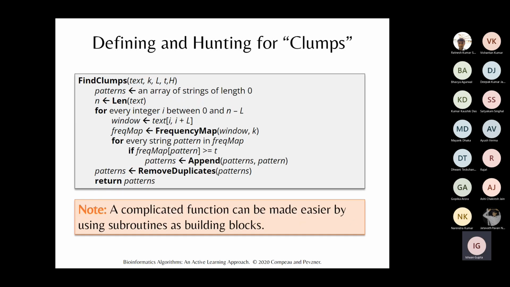All right, so we go for the pseudocode. You have your input as your text. So this text is nothing but the genome. k is the length of your k-mer. L is the length of the window. t is the least number of occurrences that should be there for the k-mer. And there is something called H that we'll talk about.